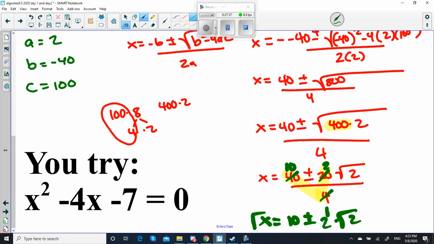That's my answer. Now I could put it over 1, but I don't need to. It's not necessary. It's not wrong, but it's not necessary to do that. That's my final answer in radical form.